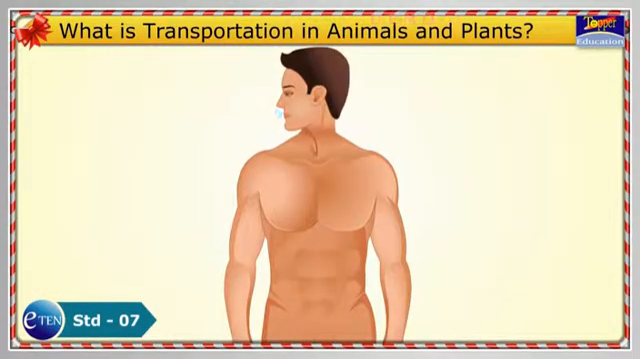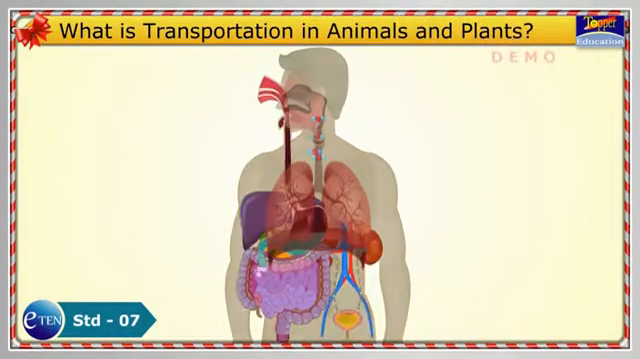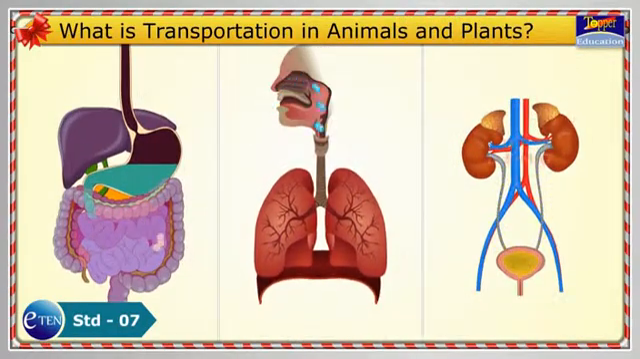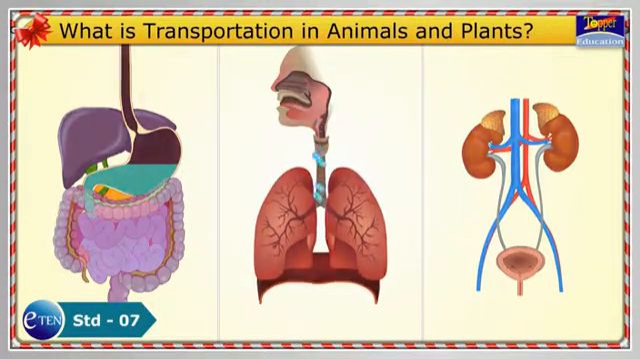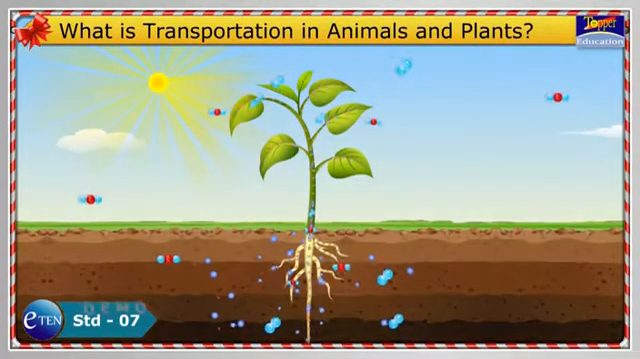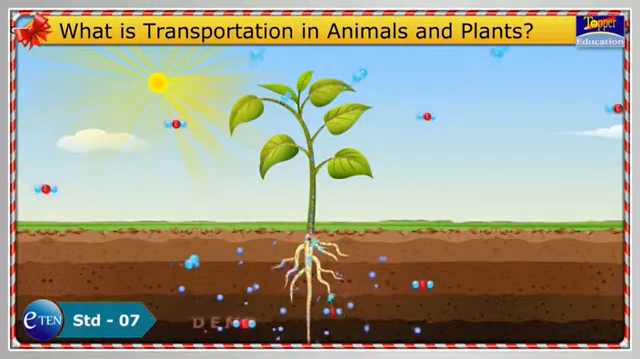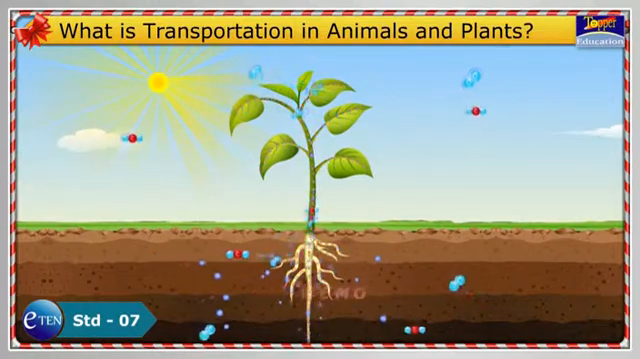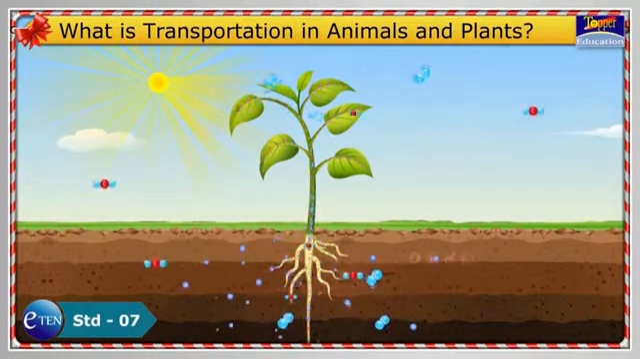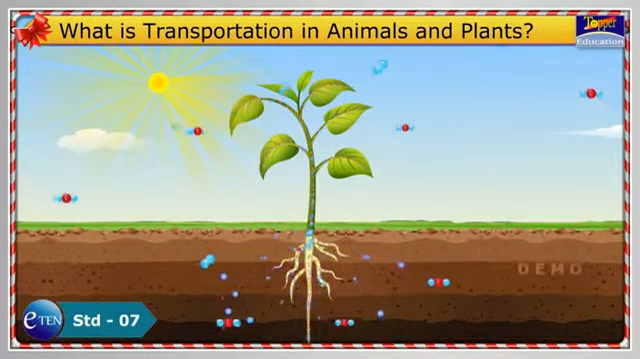For the transport of all these materials like food, oxygen and waste, our body has a specialized transport system. Similarly, in plants, the transport of water and food is accomplished with the help of a complex transport system.